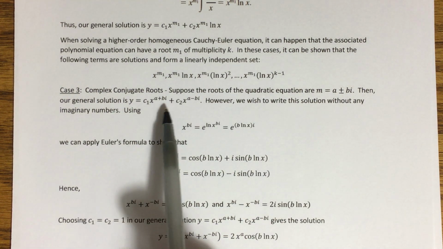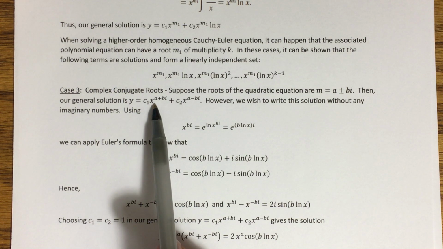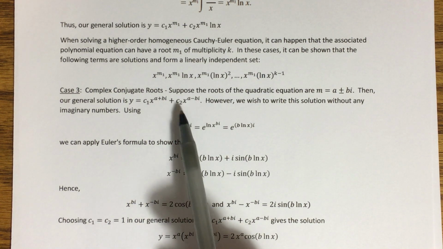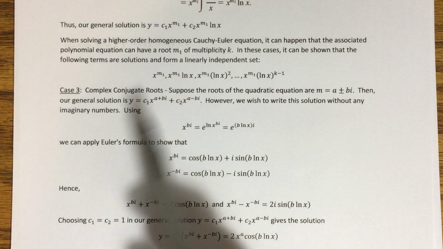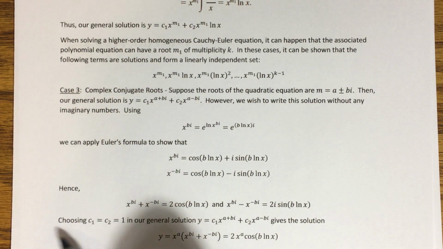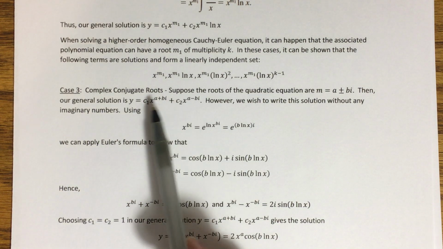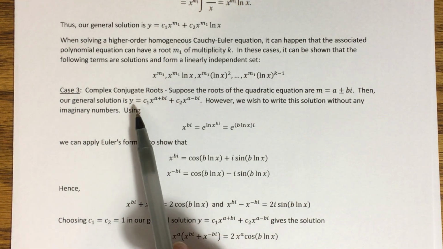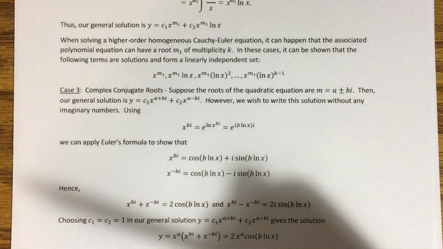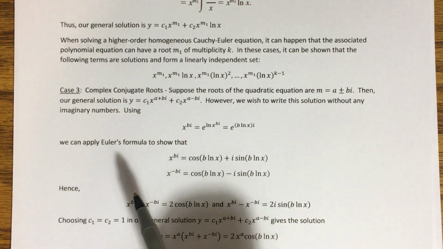that means our general solution technically could be written this way. Y equals c1 x to the a plus bi plus c2 x to the a minus bi. But as was the case in section 4.3, we don't like having imaginary numbers floating around. So we want to do something to try and get rid of the imaginary numbers. And we're going to do some algebra here that's very similar to what we already saw back in 4.3.